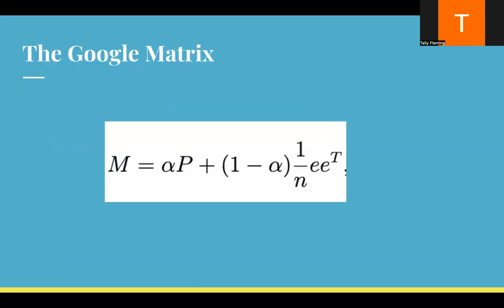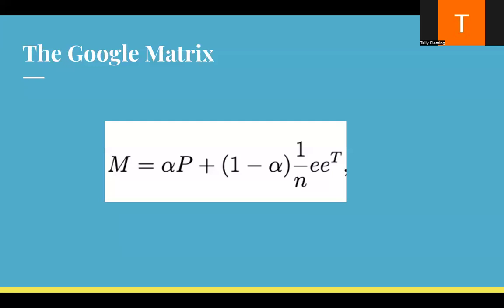Next is the Google matrix. In the real world, the web graph is messy. It has pages with no outgoing links and disconnected sections, which break the strong connectivity needed for a unique stationary distribution. To fix this, PageRank introduces a modification called the Google matrix M, as shown on the screen.